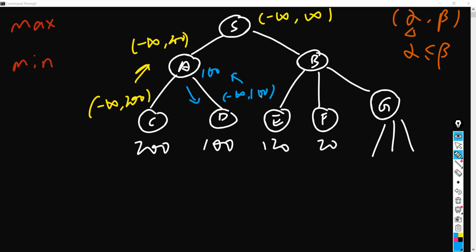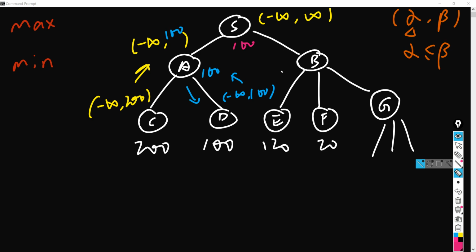And meanwhile, since the beta value here is already 100, while here is 200, it will update it as well. Let me just use the blue color, and it will go back. And here, what it does is the maximize algorithm. Since B's value we don't know yet, we just don't care about that. However, the value of A here is 100. So what it does at this stage is update node S's value to 100.